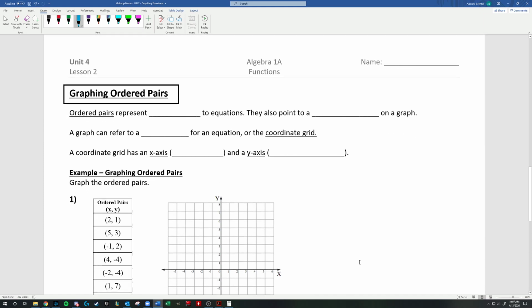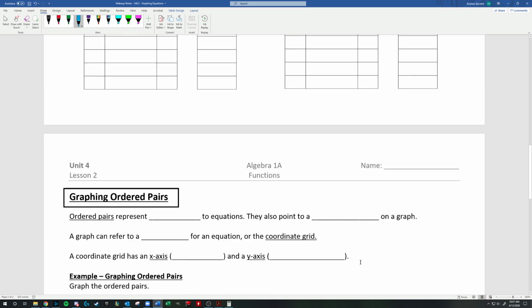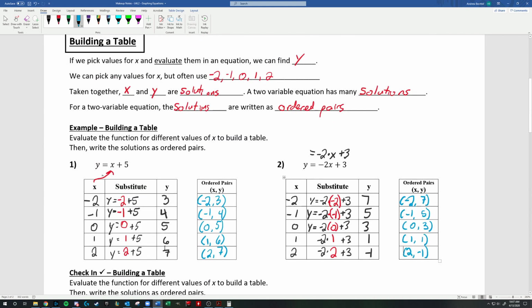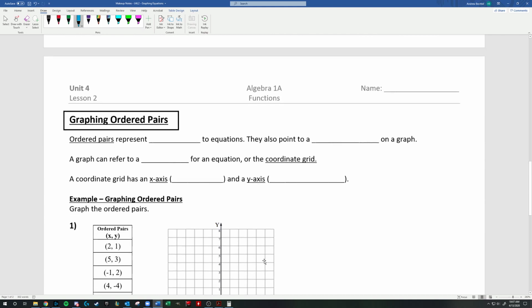So ordered pairs, I said earlier, can be used to make a graph. We built these tables with the idea that we'd be able to make a graph with it. Ordered pairs represent solutions to equations. We wrote that a lot on the front side of our notes. But they also point to a location on a graph. A graph can refer to a line for an equation, or it could refer to the coordinate grid.